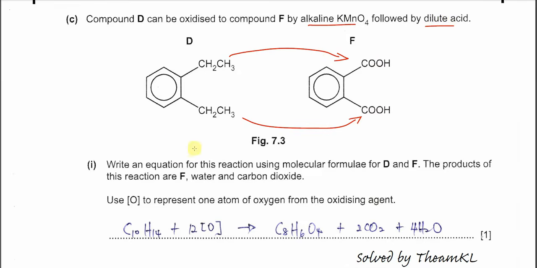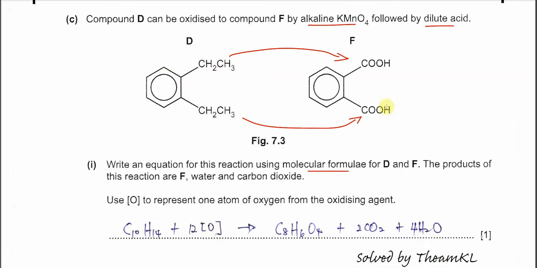Okay, so now write an equation for this reaction. Use molecular formulas only. For the D, then you can give this molecular formula. Just count the carbon number. Total 6 plus 4 here. So it's C10, H14. Here is 4, so it's C10H14. And because it's getting oxidized, then you just put the oxygen with square bracket.